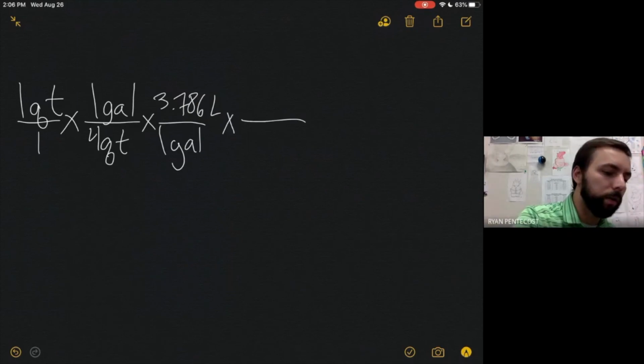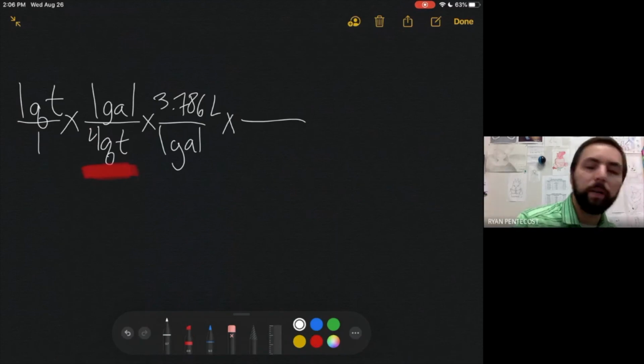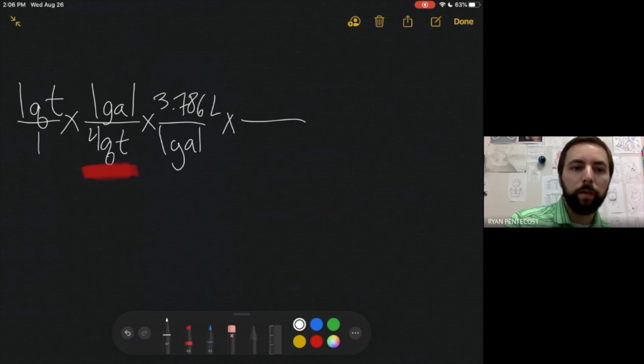Now, if you notice, the only reason we had to do this step right here is because we were given gallons to liters. If we were given quarts to liters, then we could have done that instead, right? But we have to go with what we're given. That's going to be the driving force of basically every problem you go through. You can't invent information. You've got to go with what you're given.